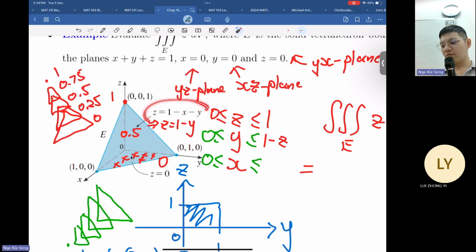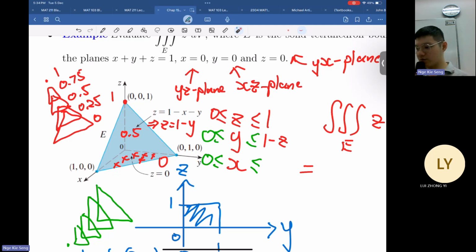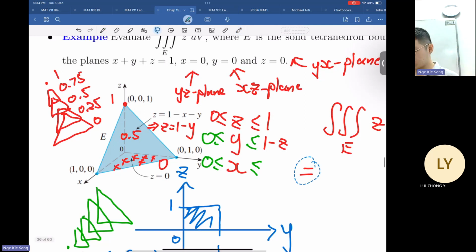Yeah, z equals 1 minus x minus y. Because you have this surface that bounds you. This is the surface that bounds you. So what do you get on the upper limit?